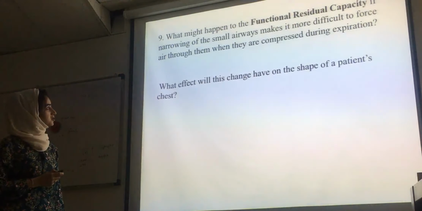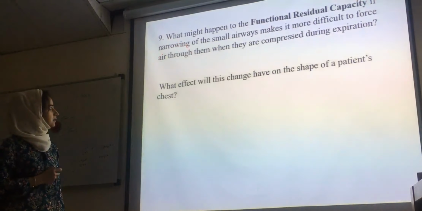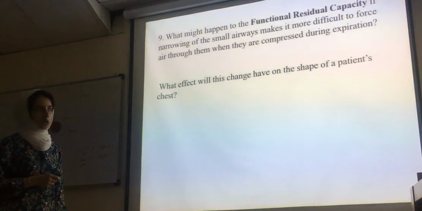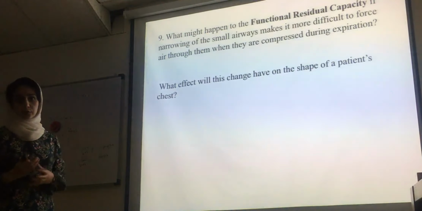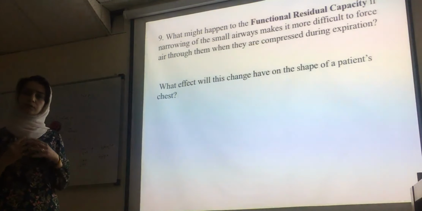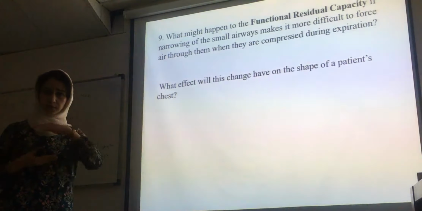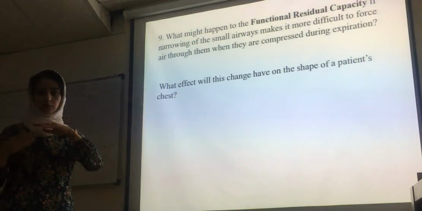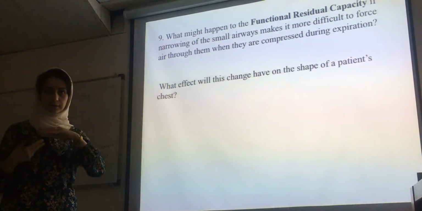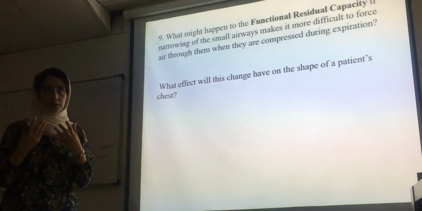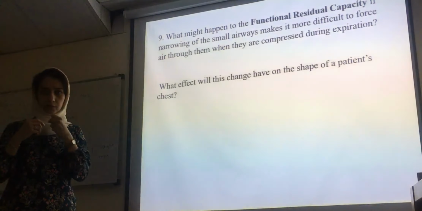What might happen to the functional residual capacity if narrowing of the small airways makes it more difficult to force air through them when they are compressed during expiration? When we have a narrowing of the airway and compress it during expiration, what will happen to functional residual capacity? First, what's functional residual capacity? The air remaining in the lung after normal expiration. So, what do you think? What will happen to this air remaining in the lung after normal expiration? Increase or decrease?